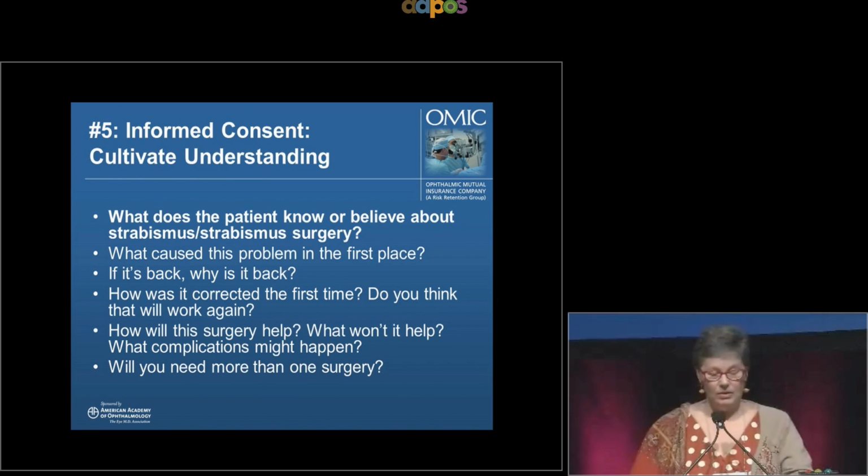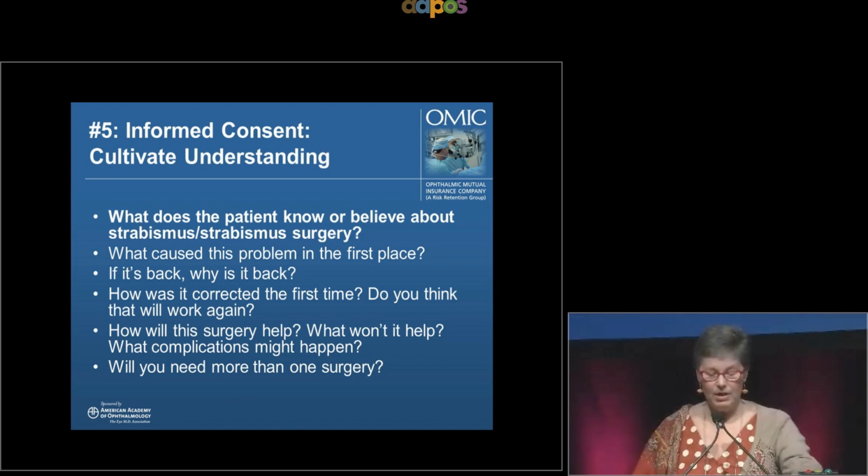Cultivate understanding. What do you think caused this, especially if it's coming back? What do you think is making it come back? How was it corrected the first time? We had a number of cases where the patient thought the same technique should have been used the second surgery and wasn't, and was very upset and sued about this. So if it's going to be different, you might take the time to explain that.